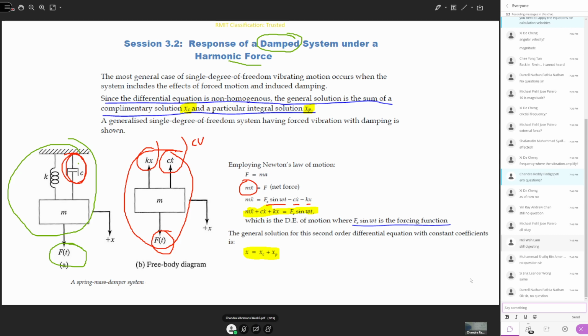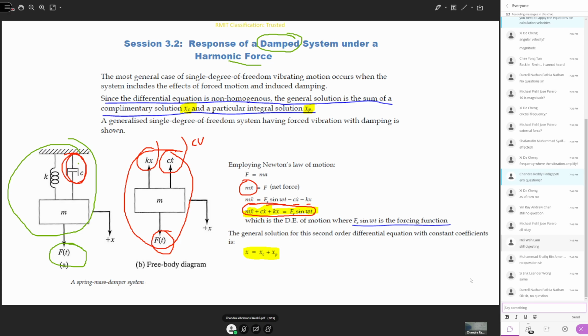Then rearranging this, we can write the equation of motion like this: M x double dot plus C x dot plus K x is equal to the external force, F naught sine omega t. So here also you can see that F naught sine omega t is the forcing function or the external force.